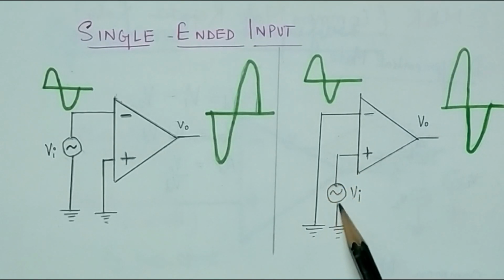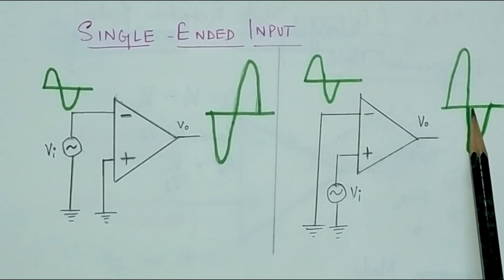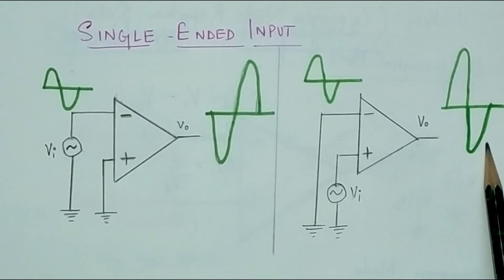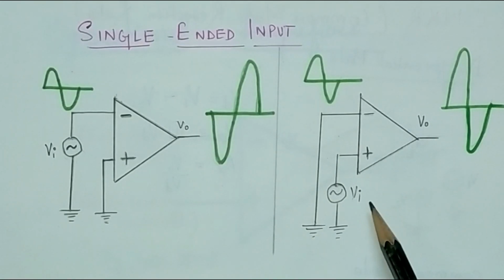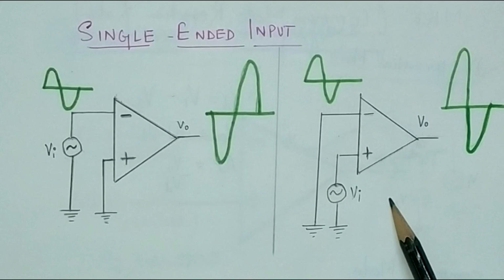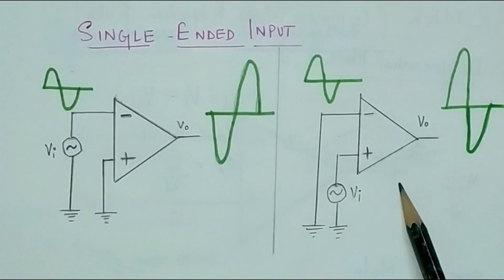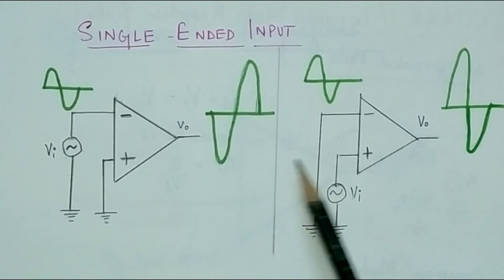Now in the second diagram you see I am giving input signal to the non-inverting terminal. What is my output signal? The output signal is only amplified, but there is no phase change, or it is not inverted. This is called a non-inverting amplifier. So these are the two types of single-ended input op-amp.